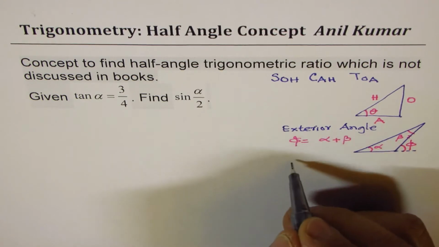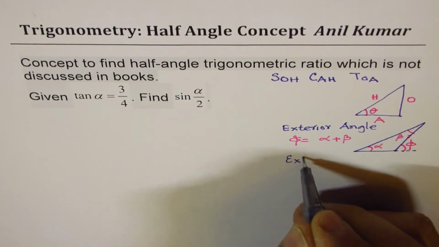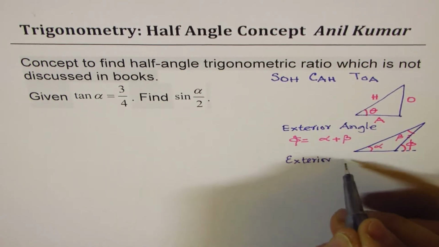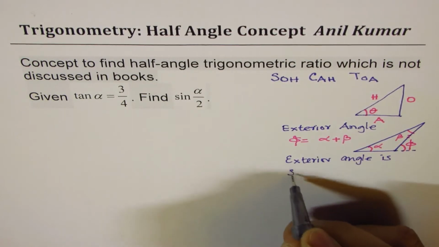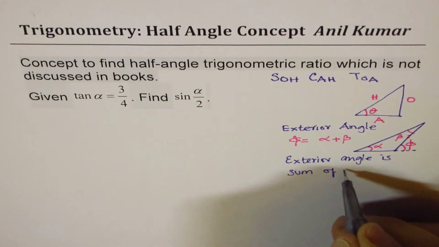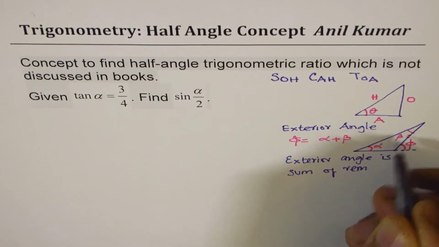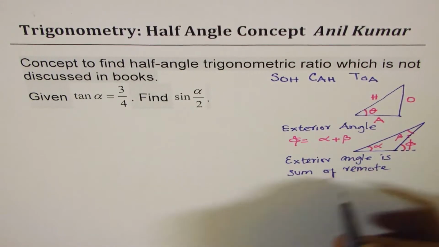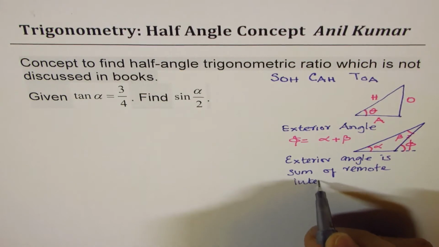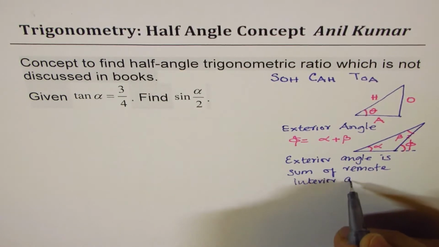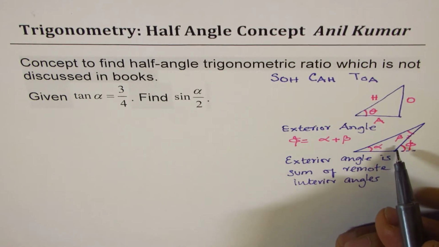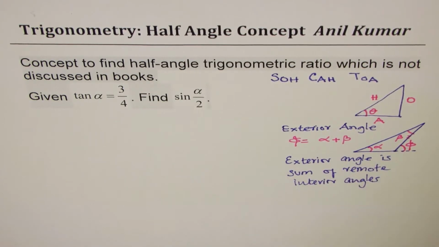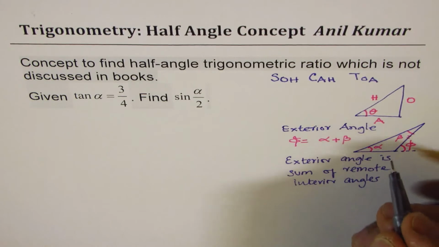So we say exterior angle, let me rewrite here: the sum of remote, which is away, right? Remote interior angles. Now this concept is learned in grade 9, so it is known to most of my students. Now look here what happens.